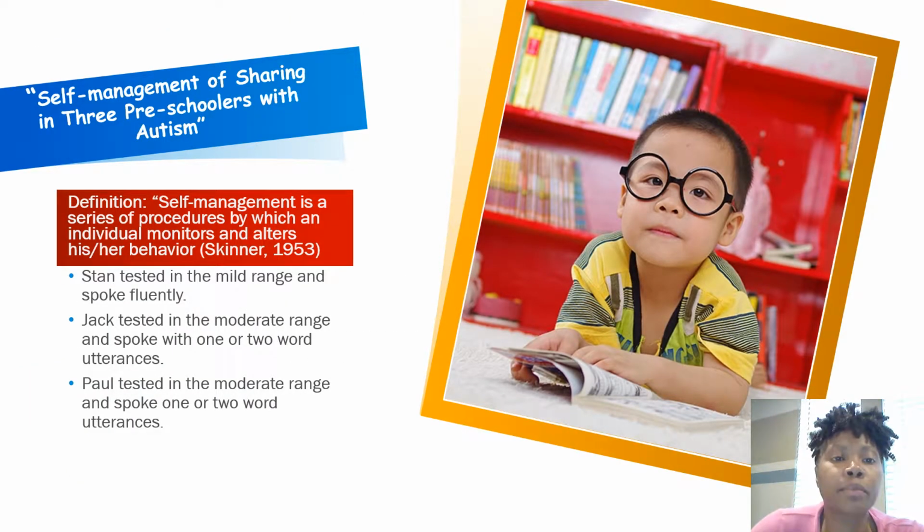Okay, the article was entitled Self-Management of Sharing in 3 Preschoolers with Autism. The definition, according to Skinner in 1953, he said that self-management is a series of procedures by which an individual monitors and alters his or her behavior. And we see that a lot of time when we're working with children with not just autism, but with other disabilities, you self-manage your behavior.